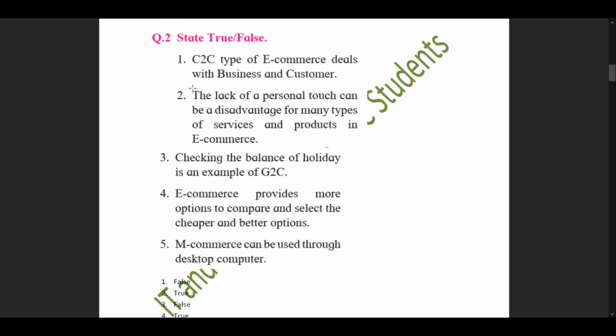Then we move forward to our fourth statement. E-commerce provides more options to compare and select the cheaper and better options. This is a true statement. Then we move forward to our fifth statement, that is M-Commerce can be used through desktop computer. This is a false statement.